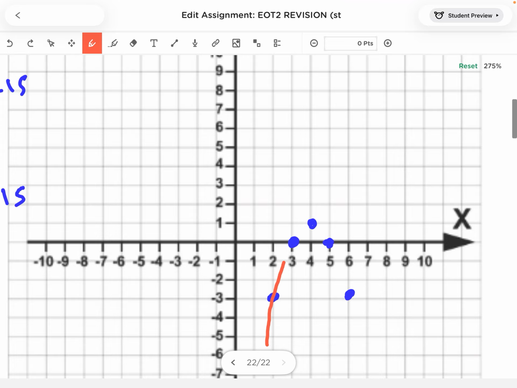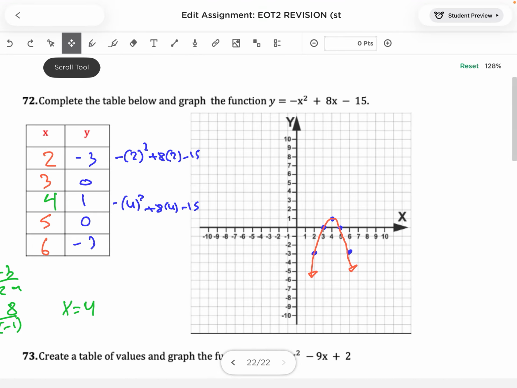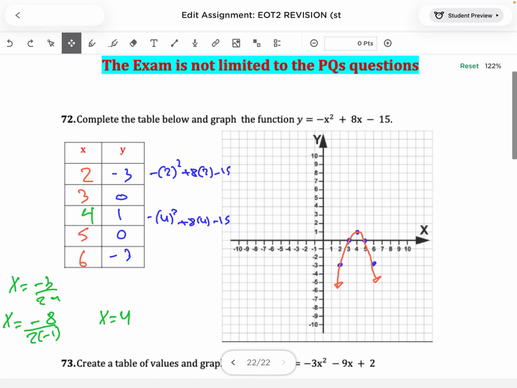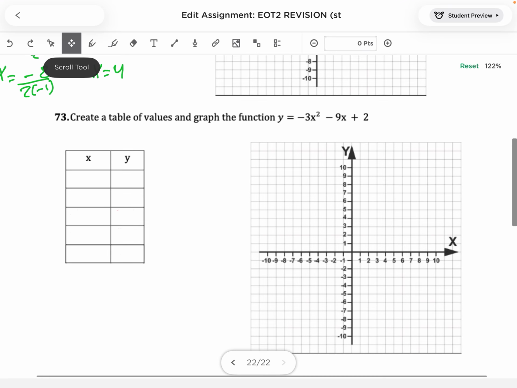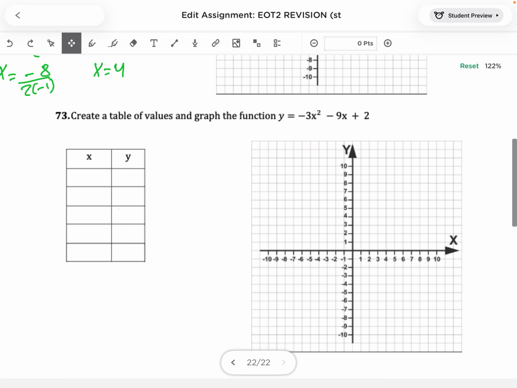Connect it smoothly and extend it. Remember, since the table is not filled with the values of x, you have to find the vertex to put it at the middle. Our vertex is the highest point. Same story for this one. We have to find the vertex.